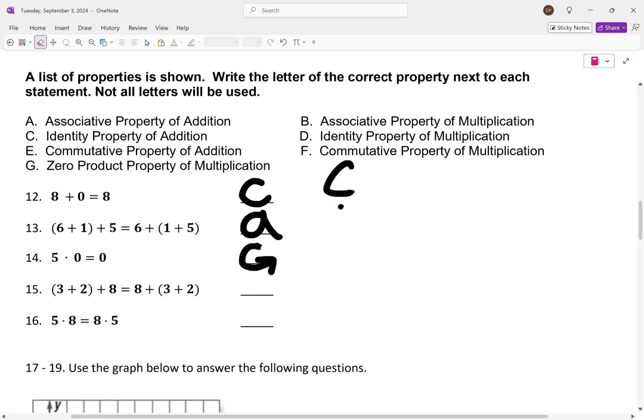Yeah, let me just write my letters a little bigger here. My marker is really big.